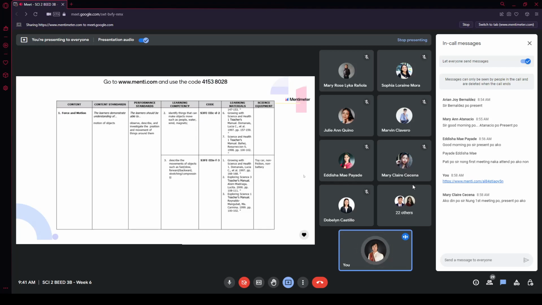Okay, so learning competency number 3. Describe the movement of objects such as fast, slow, forward, backward, stretching, or compressing. Alright, so they can use, again, a toy car or even a slinky, right? This spring, especially for stretching and compression. So for fast, slow, or moving forward or backward, of course, you have your car.